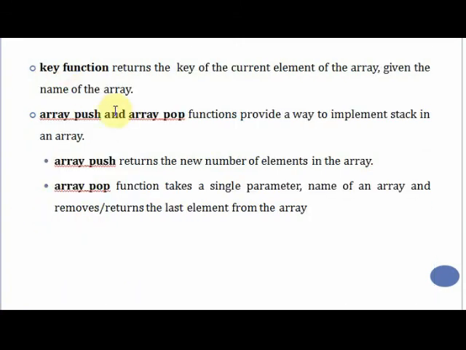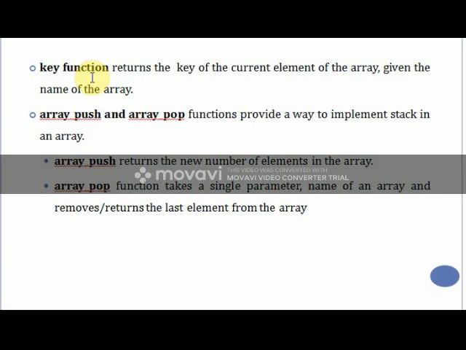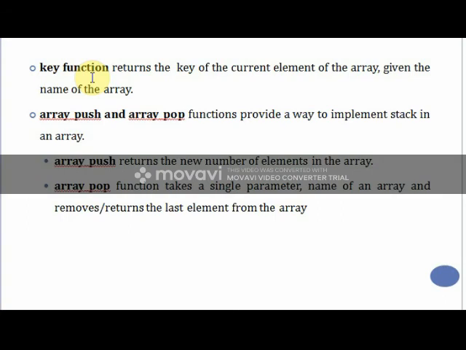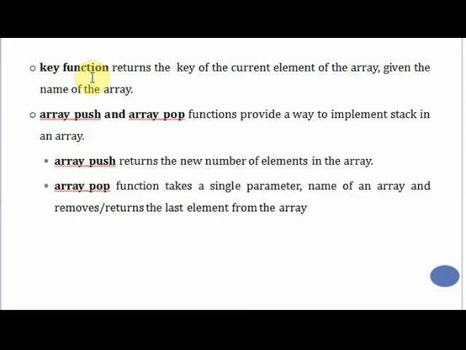Similarly, next one you have the key function. The key function, when given the name of the array, returns the key of the current element of the array. So what is the parameter you are going to give? You are going to give the name of the array as the parameter. That function returns the key of the current element of the array. So whichever element is currently being pointed to, that element's key will be returned.